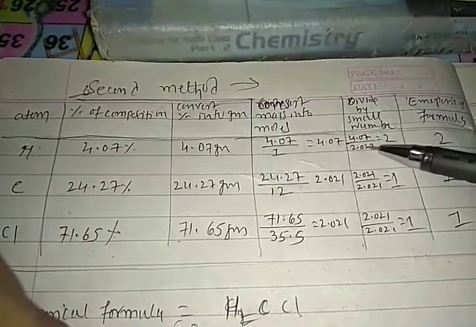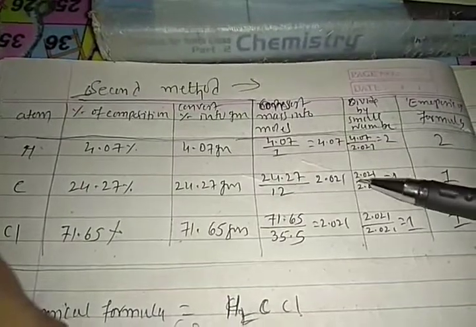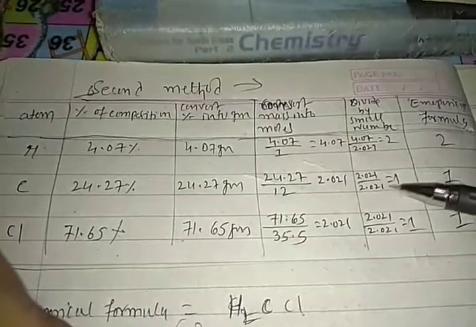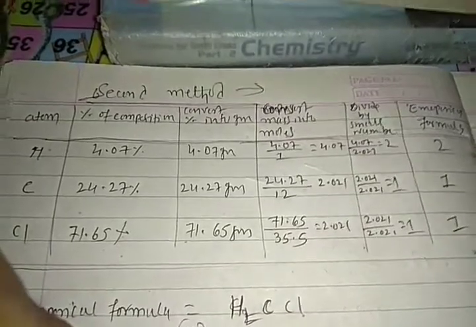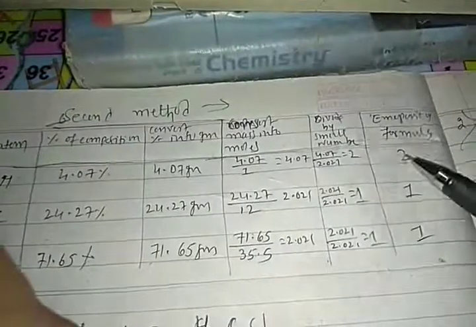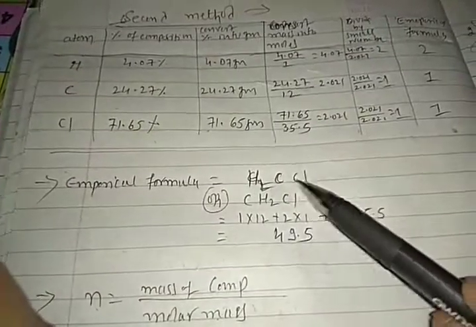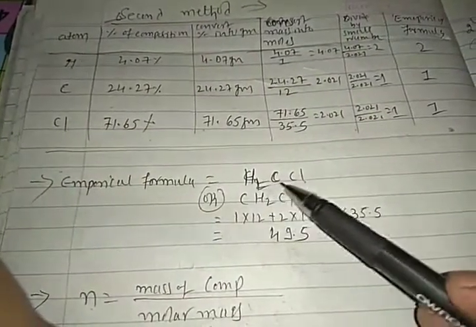4.07 divided by 2.021, then we get 2. 2.021 divided by 2.021, that is 1. 2.021 divided by 2.021, the value is 1. So the empirical formula is hydrogen 2, carbon 1, chlorine 1.